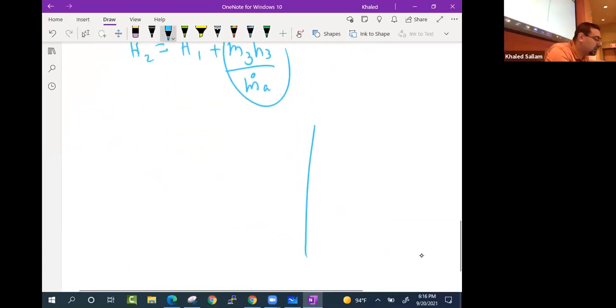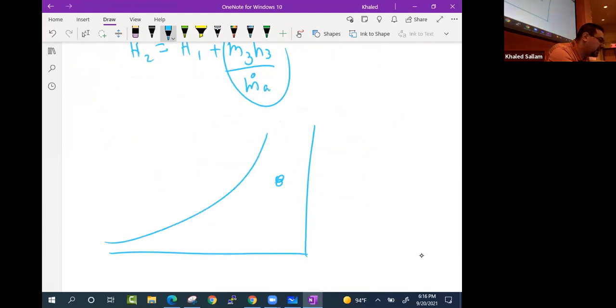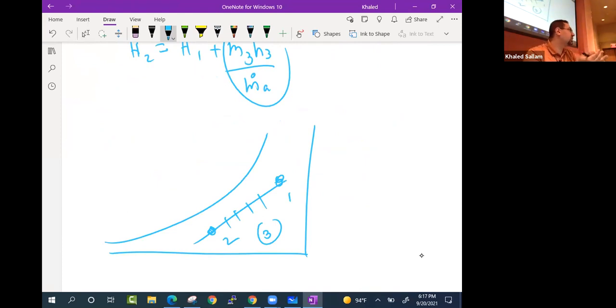So on the psychrometric chart, when someone tells you I'm mixing this and I'm mixing this, you should know that 3 will be along that line. Maybe we need one more piece of information to tell us where 3 is, but it's on that line between them. All right? Very good.